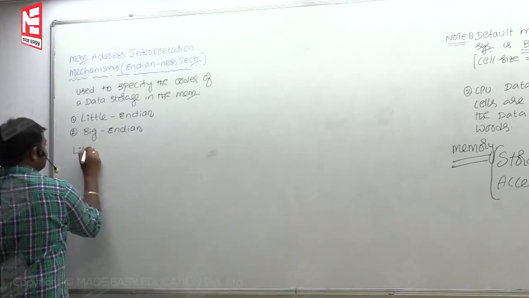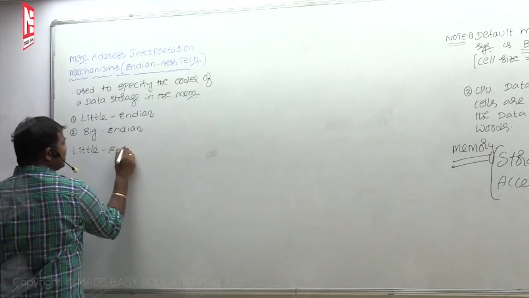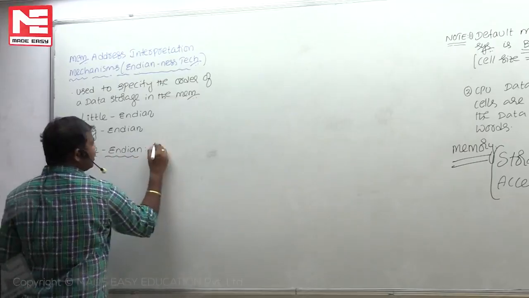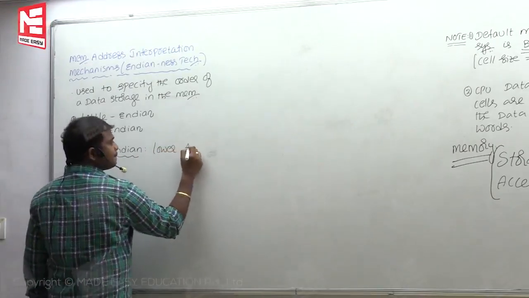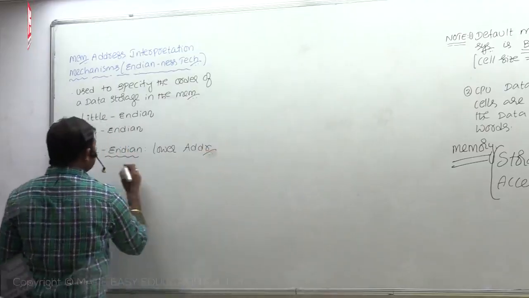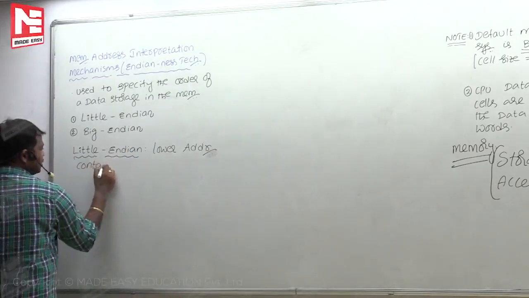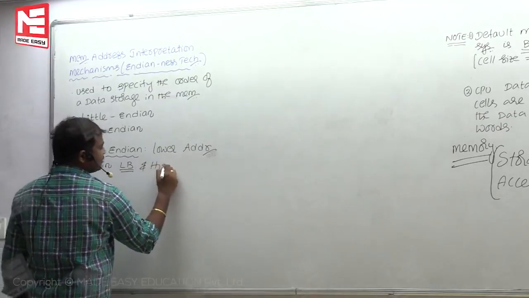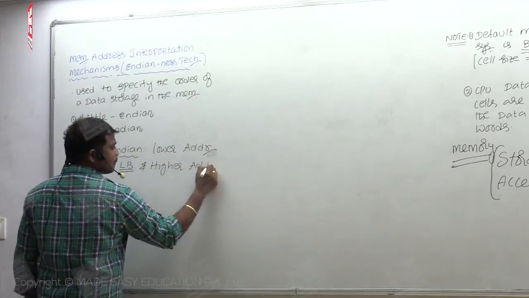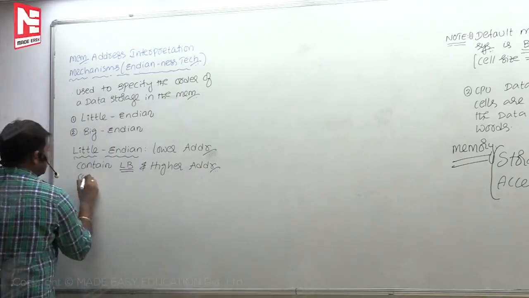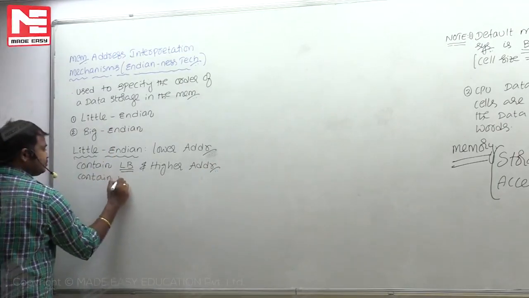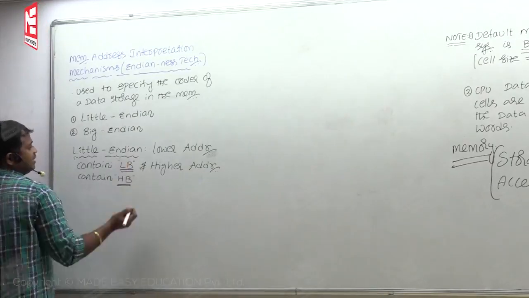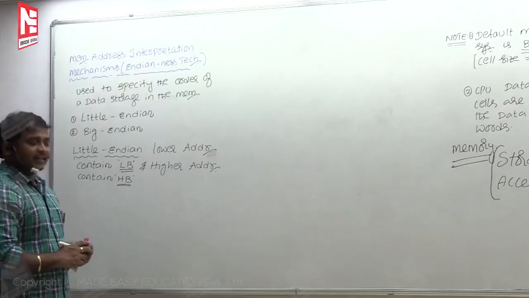Now, little endian. In the little endian technique, lower address contains lower byte, and higher address contains higher byte. Lower address contains lower byte and higher address contains higher byte. This is the little endian technique.